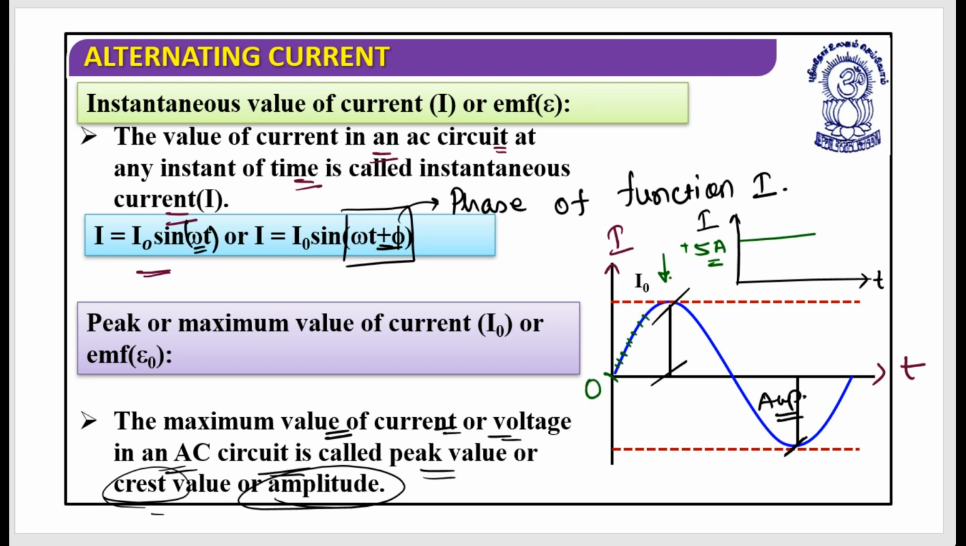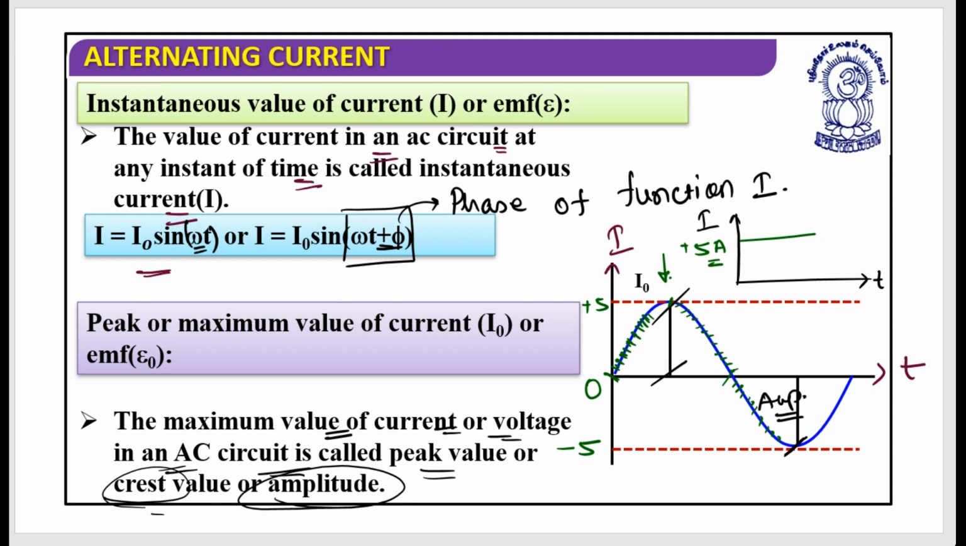Look at this. Let's say this is 0 ampere, this is plus 5 ampere. So every instant of time it is going to change. It is going to be maximum at 5. Again it is going to decrease and will reach 0. Let's say this is minus 5. Again 0 to minus 1, minus 2, minus 3, minus 4, and minus 5.